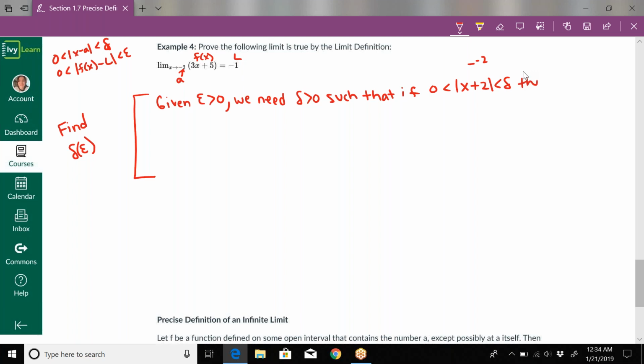Then we know that by the definition we should have, and there's where our function comes in, the absolute value of 3x plus 5 minus a -1, so that's actually going to be plus 1, should be less than the epsilon. Okay, so that's the opening statement. We're trying to find a delta that will meet this condition.